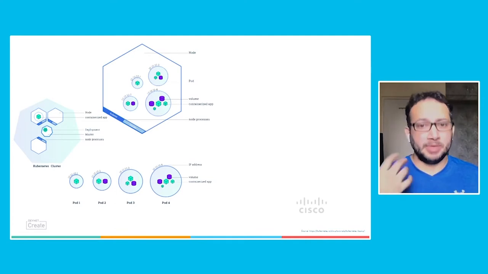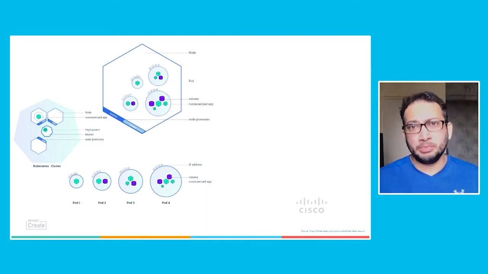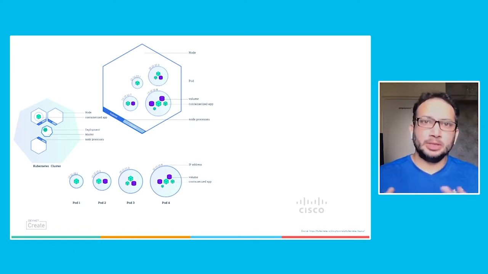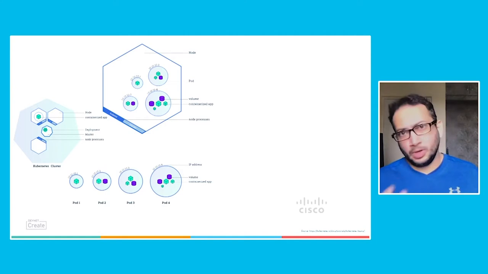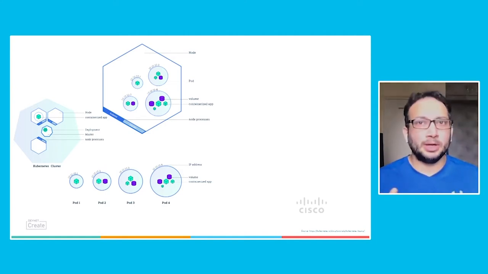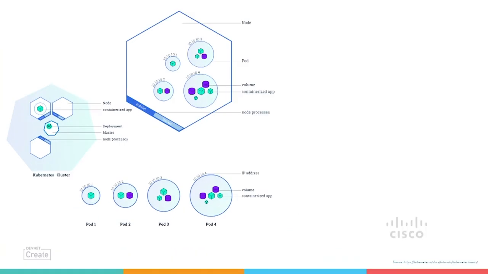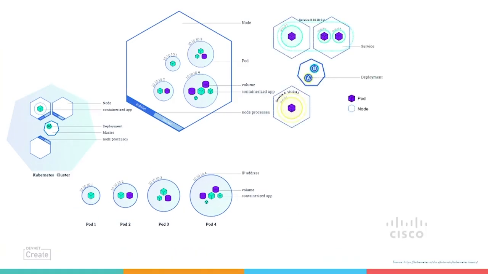The pods have their own IP address. They can have different volumes mounted on them. And this can be persistent or temporary, depending on the kind of use case that you're looking at. And the containers themselves are within the pod. So you can have multiple containers or you can have just one container, depending on how you choose to set it up. Finally, you have services which expose the application as a network service.